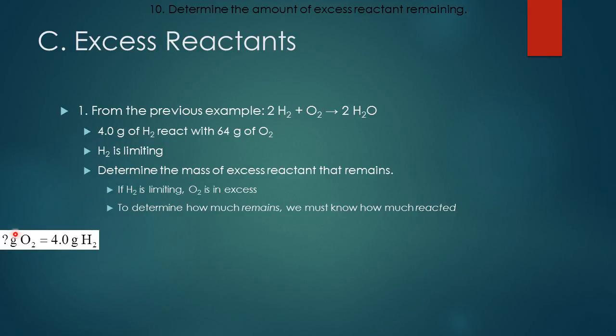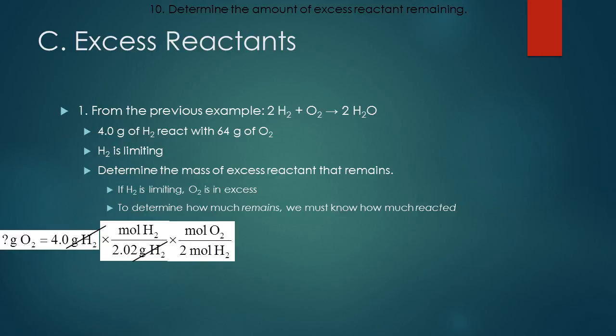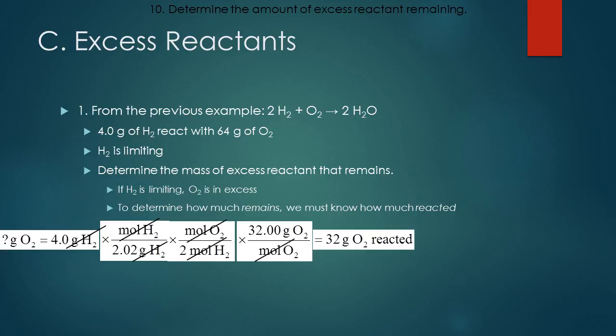We want to know the mass of O2 that is going to react with 4 grams of hydrogen. So just another gram, mole, mole, gram. We use our molar mass of hydrogen to convert it to moles. Our mole to mole ratio, 2 moles of hydrogen to 1 mole of oxygen. You can see there. And then we use our molar mass, 32 grams per mole for oxygen. And this gives us 32 grams of oxygen.